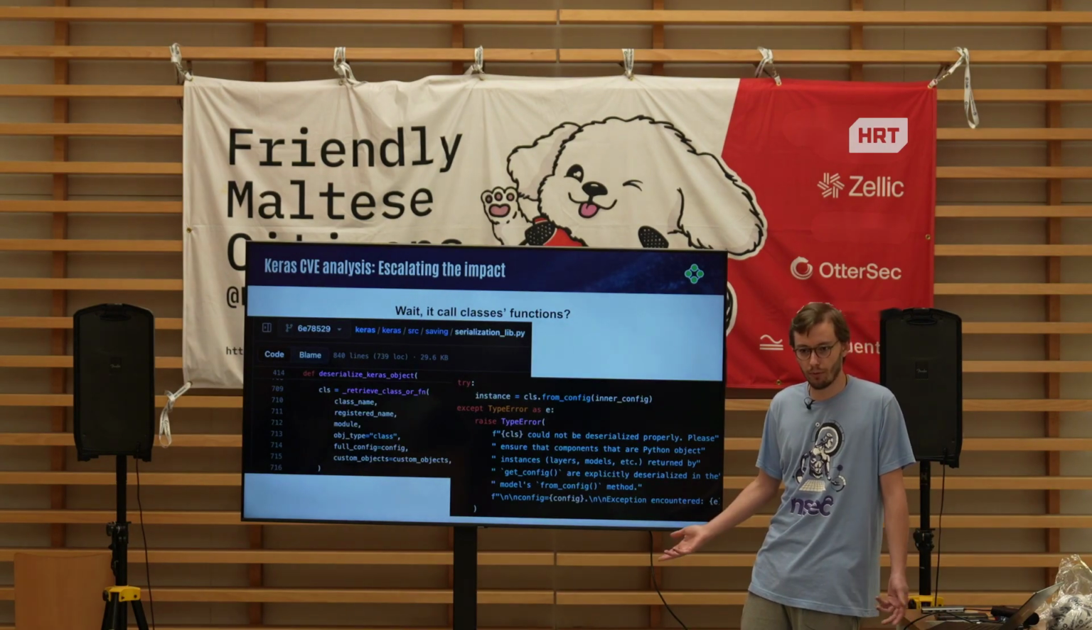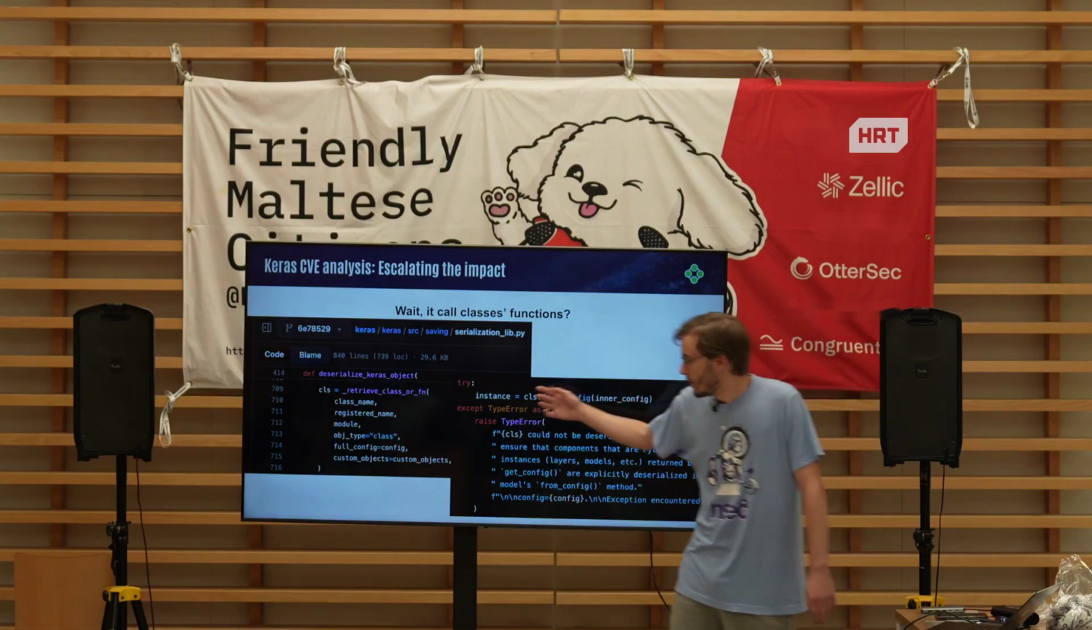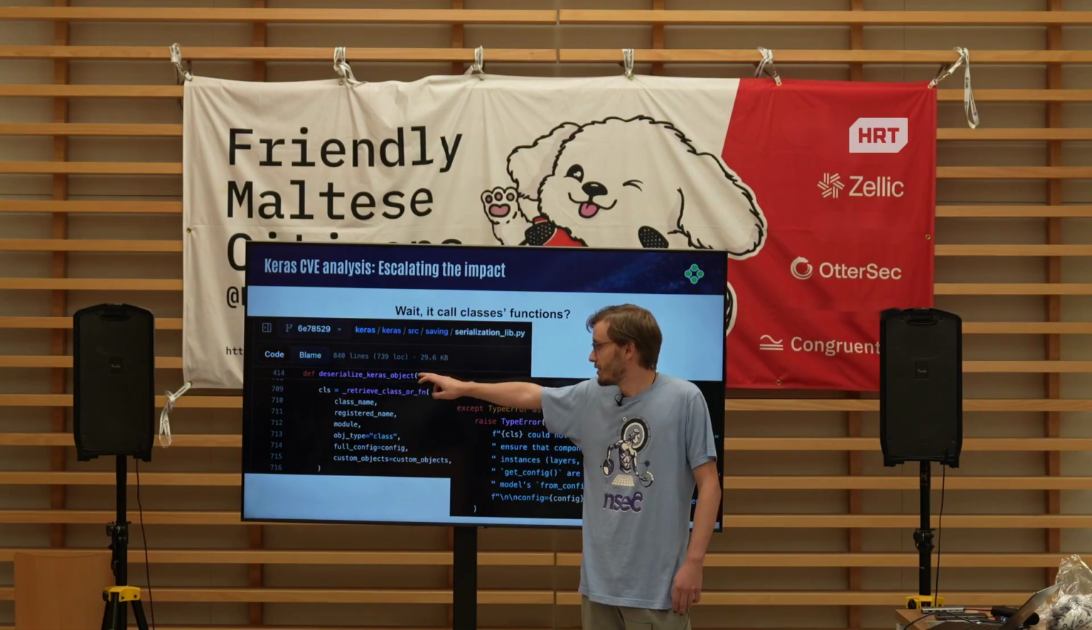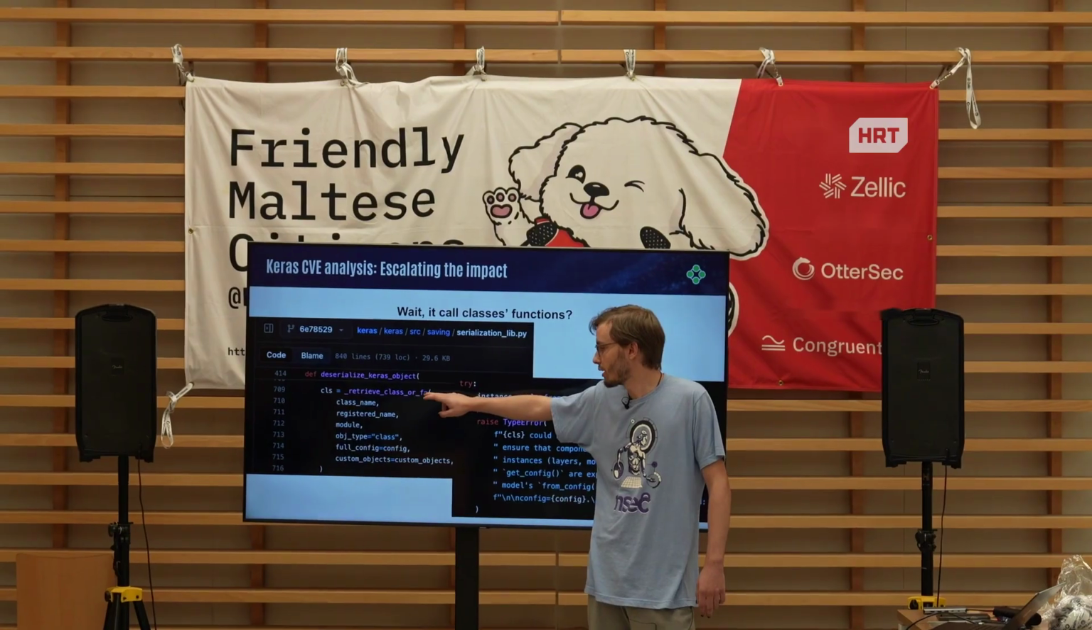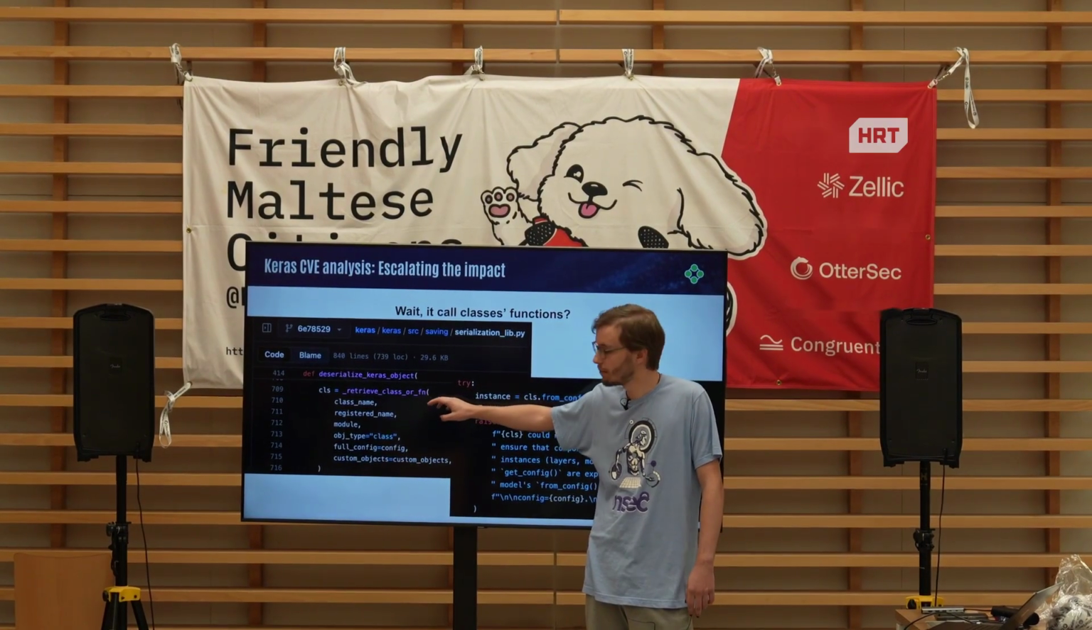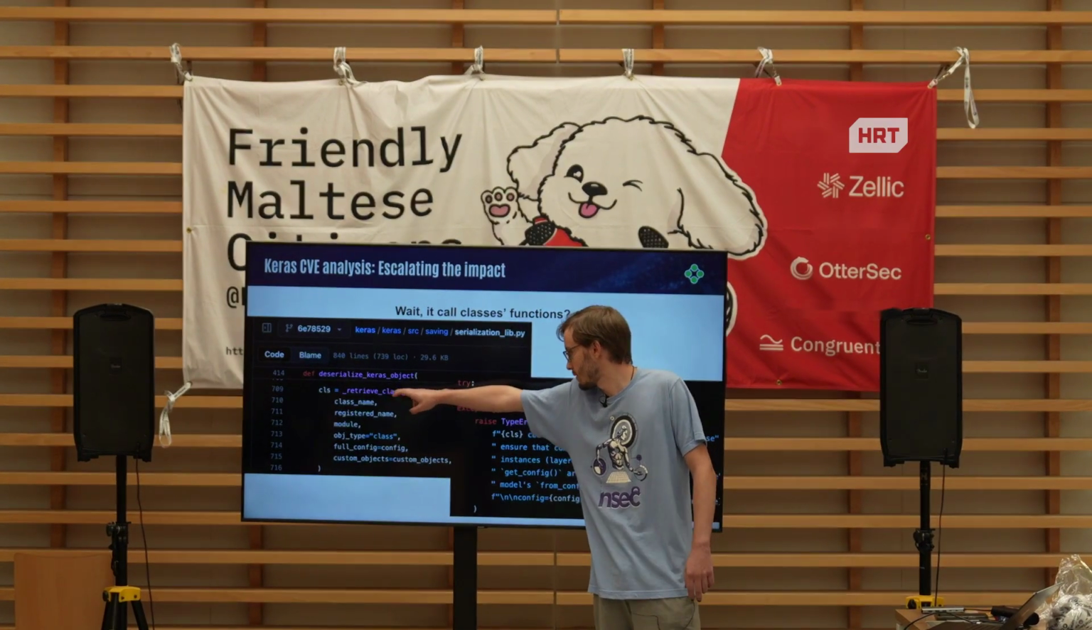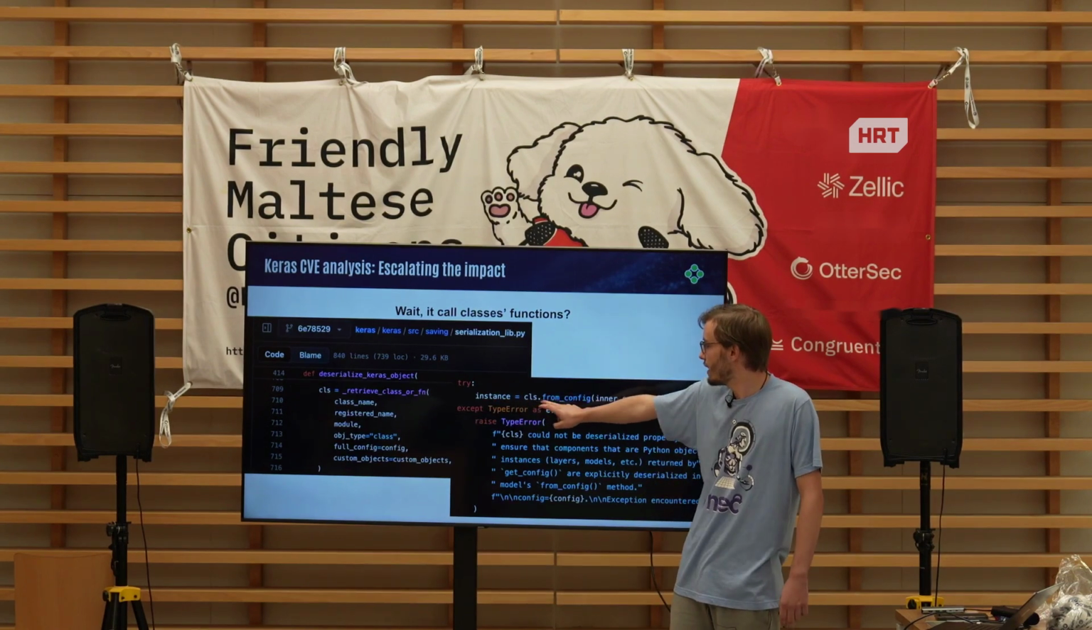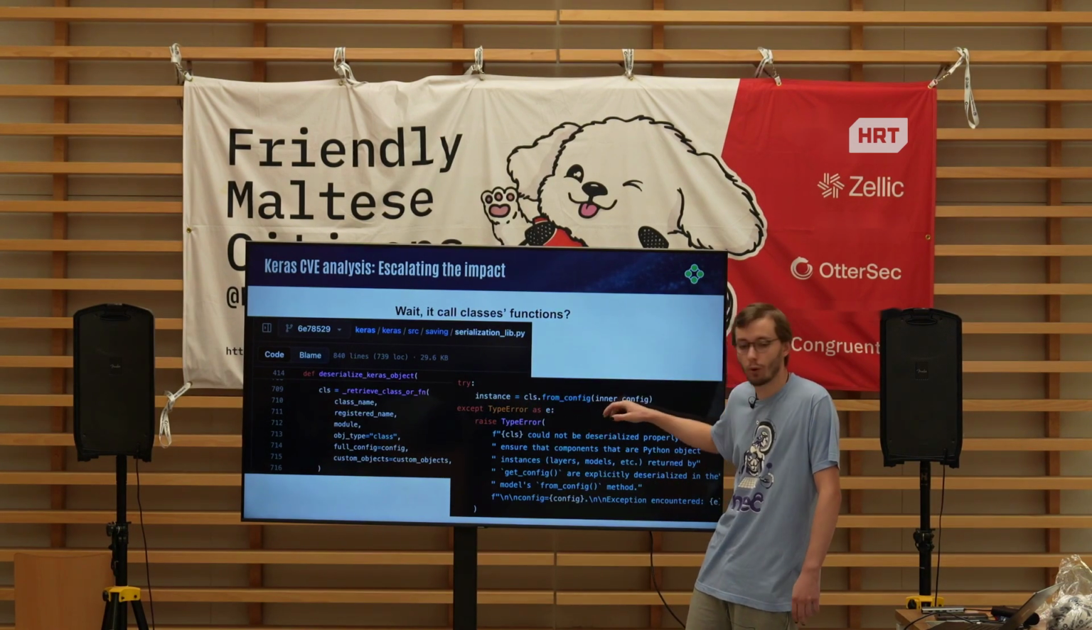It calls functions. If you look at the deserialization, you can see at some point it retrieves a class or the function you give it. It's attributed to cls. And then they use cls and they call from_config with some config you can give it.